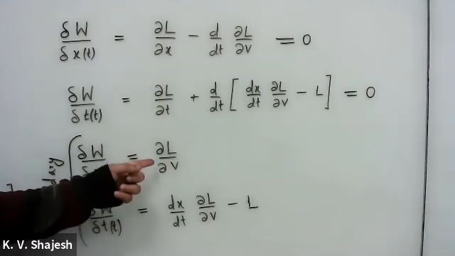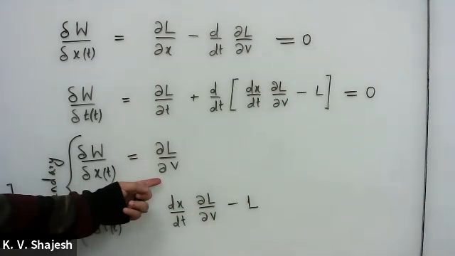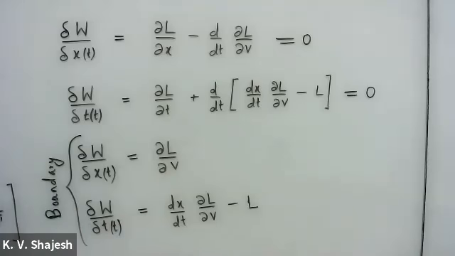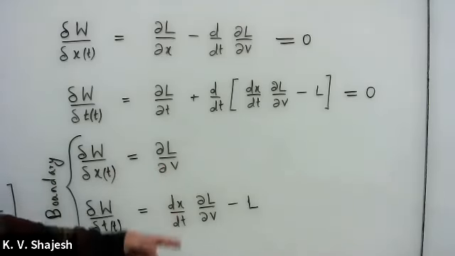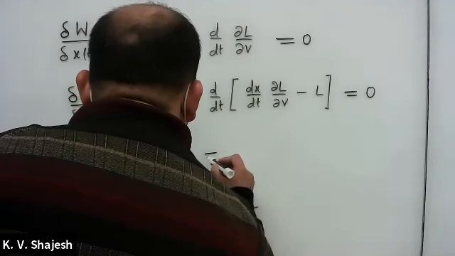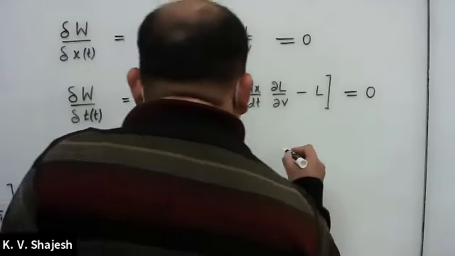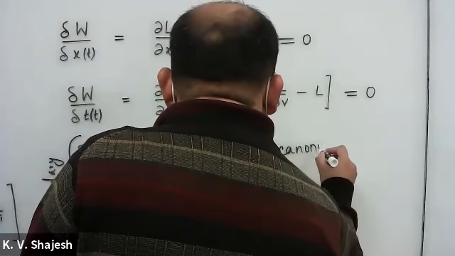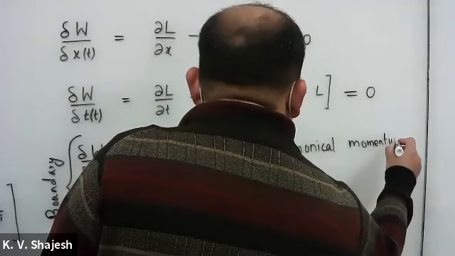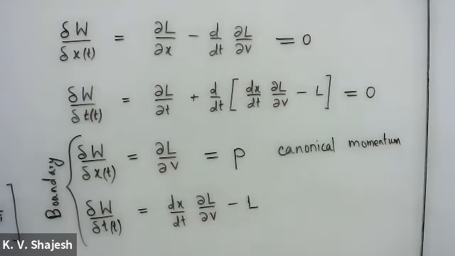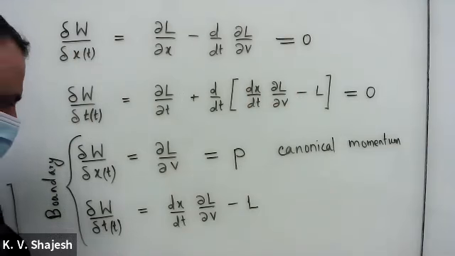What is dL by dV? Does it ring a bell? We have seen this before. We have defined this to be something. Is that like the canonical momentum? You said this is defined to be P. That's your canonical momentum. So the variation on the boundary is used to define your momentum. So momentum shows up at the boundary at every moment, because one time always is at the boundary.